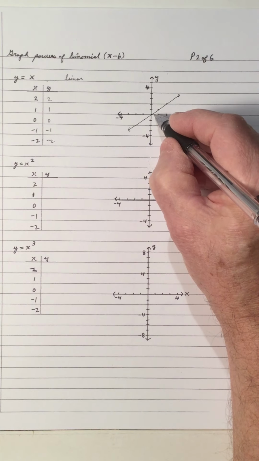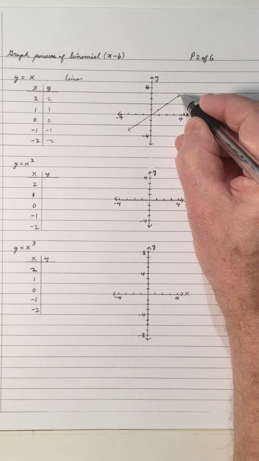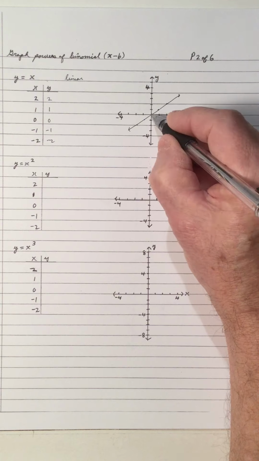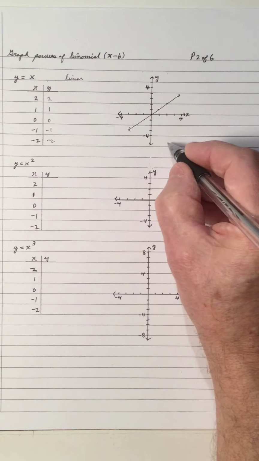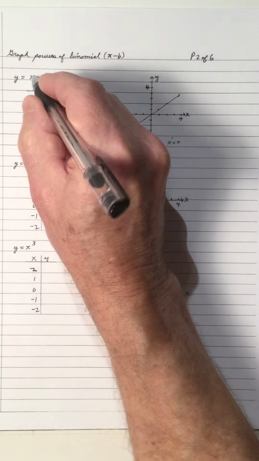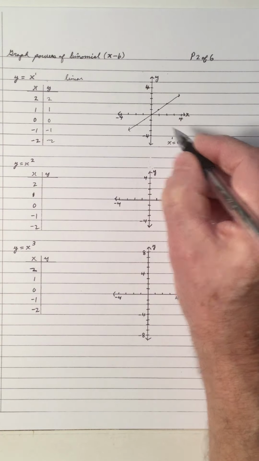And notice that as it moves up to the right, it has a 0, so x equals 0 has 1 root when x equals 0.